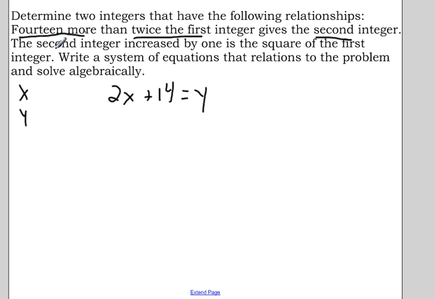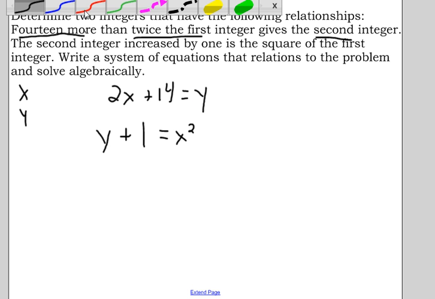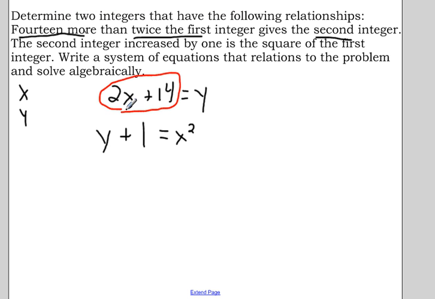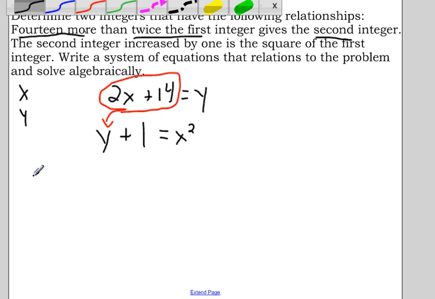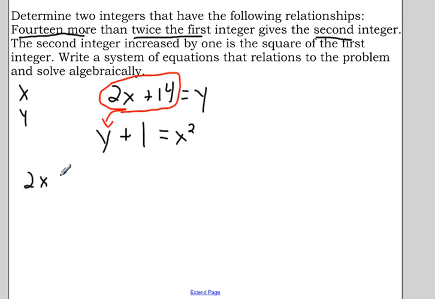Okay, for the next equation, the second integer is increased by 1, and it gives us the square of the first integer. So our second integer, y, is increased by 1, and it gives us the square of the first integer. When we isolate one of our variables, I've already got y isolated, so I can substitute this whole thing in for my y value here. And we end up with 2x plus 14 plus 1 equals x squared.